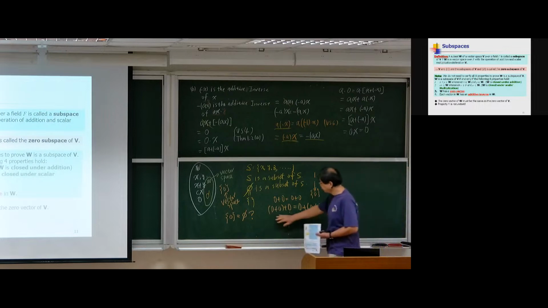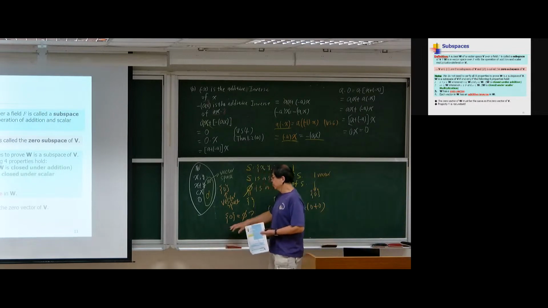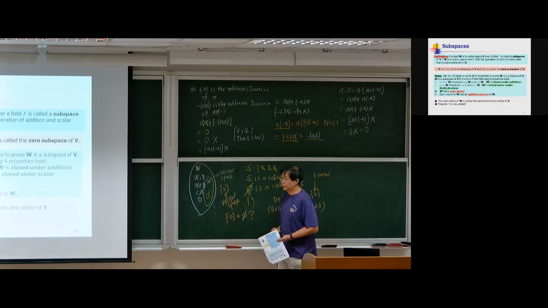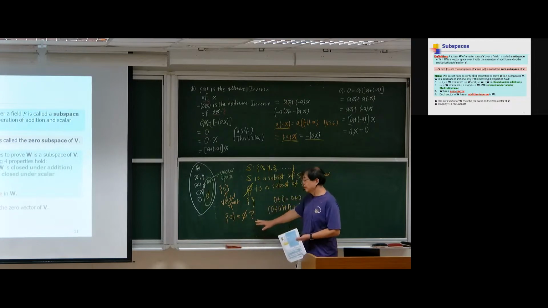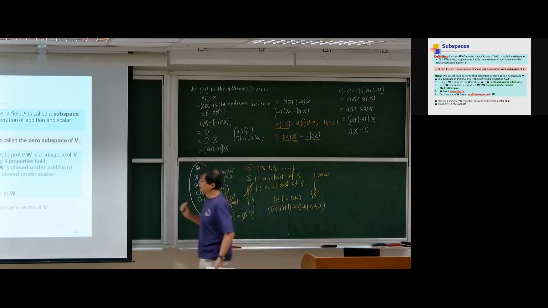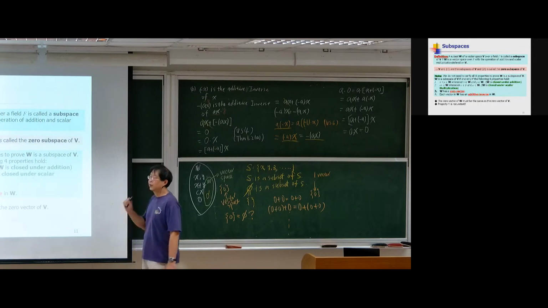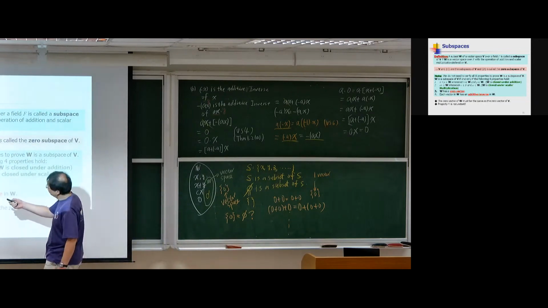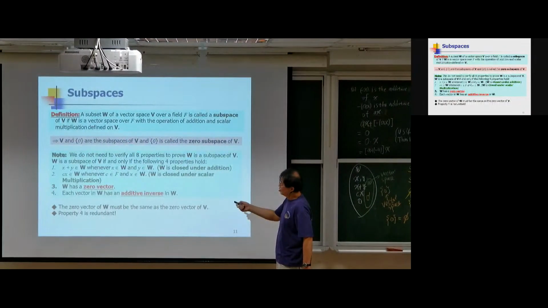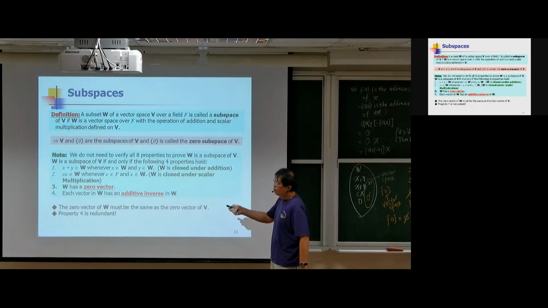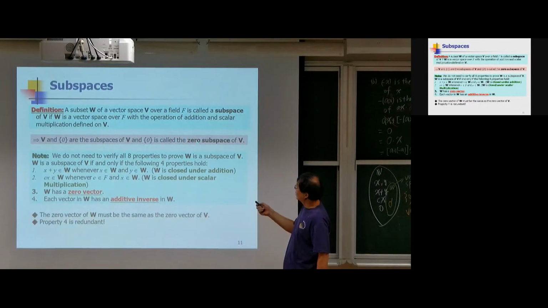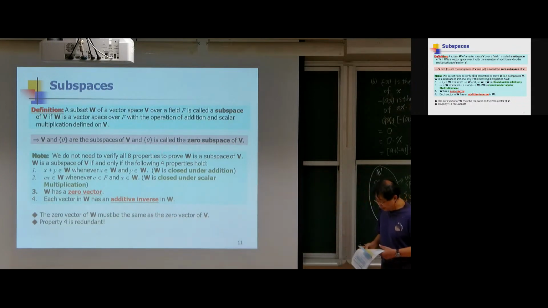Okay, so the zero vector set is a vector space, but it's not an empty set. So please note the definition of the empty set and the zero vector set. They are not the same. Okay, so we have V is a subspace of V, and the zero vector set is also a subset of V, and we call this one the zero subspace. Okay, so we have a definition here.